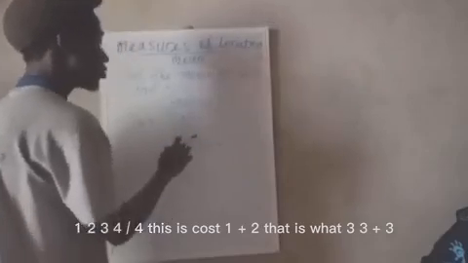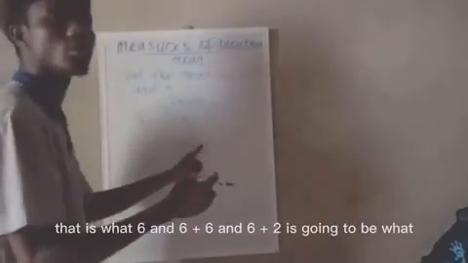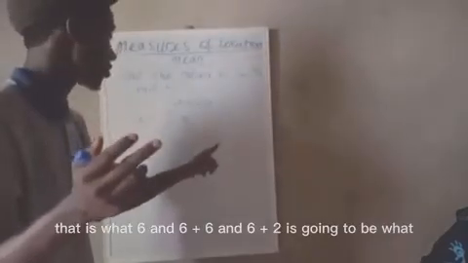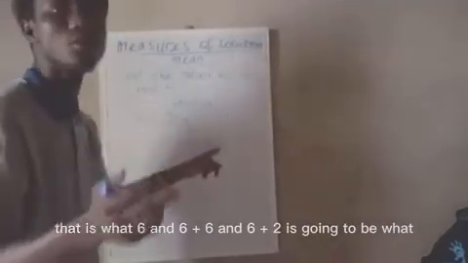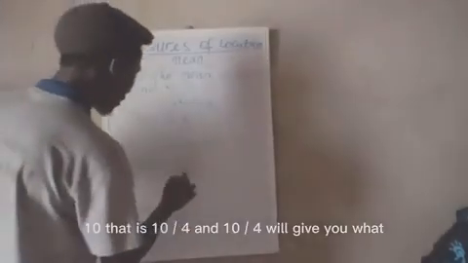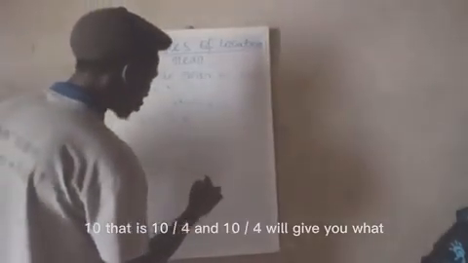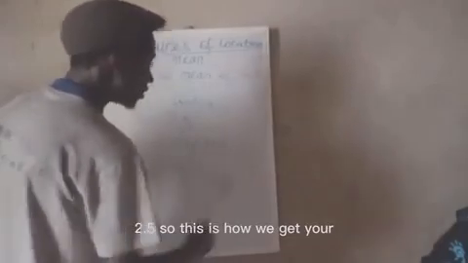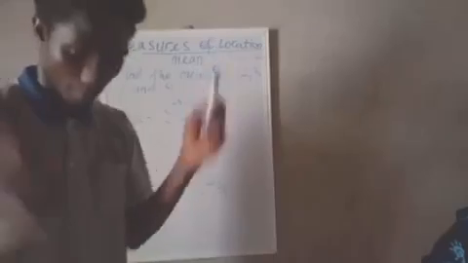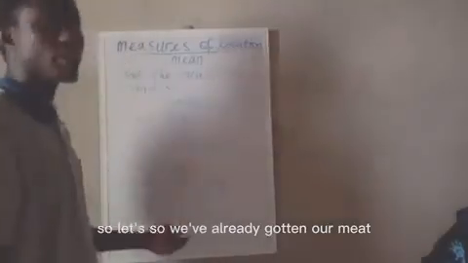This is equal to 1 plus 2, that is 3. 3 plus 3, that is 6. And 6 plus 4 is going to be 10. That is 10 divided by 4. And 10 divided by 4 will give you 2.5. So this is how we get your mean. So we've already gotten our mean.